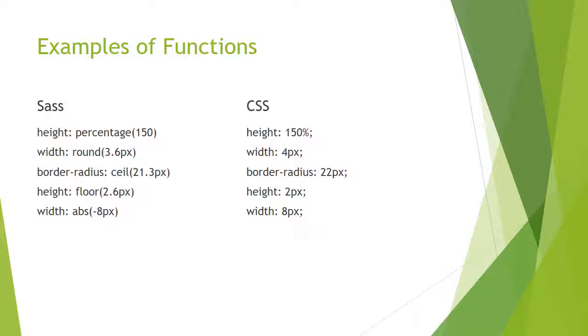So the output in CSS would be the following: the height of 150%, a width of 4 pixels, so we're rounding up in this instance, a border radius of 22 pixels, so again, it's rounding up. Even though the closest whole number would be 21, because it's a ceiling function, it rounds to the closest number above it. The floor function gives 2 pixels because it rounds down, and the 8 pixel width is because it is an absolute value, so it removes the negation there.